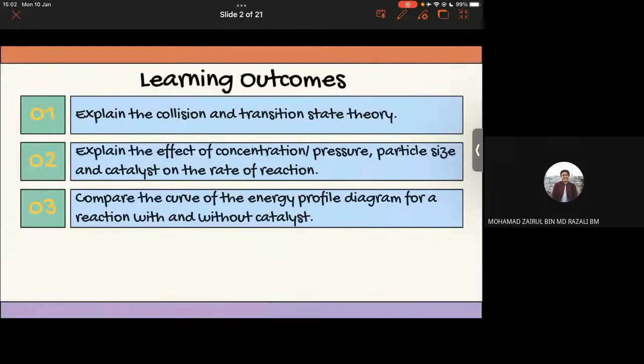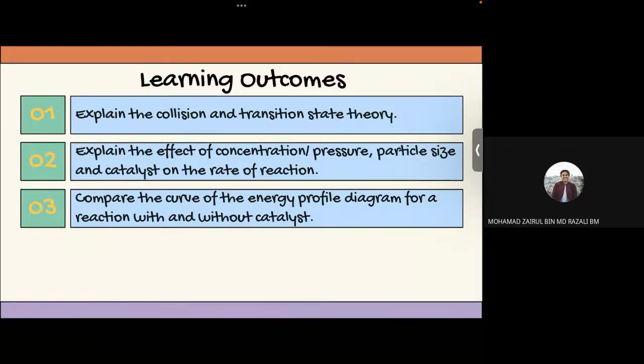By the end of this lesson, you should be able to explain the collision theory and also the transition state theory, and then explain the effect of the concentration and pressure, particle size, and also the catalyst on the rate of reaction. And the last one, we're going to draw the energy profile diagram for both exothermic and endothermic reaction. And then we're going to compare the energy profile diagram with and without the presence of the catalyst.